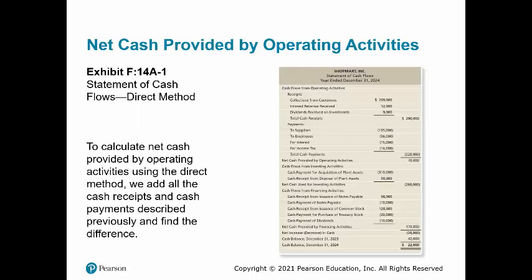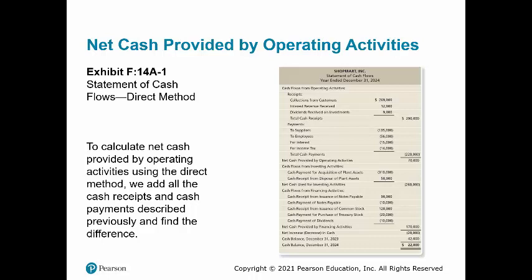This slide shows the completed net cash provided by operating activities using the direct method. To calculate net cash provided by operating activities, we would add all the cash receipts and cash payments described previously and find the difference. So for Shop Mart, the total cash receipts were $290,000 and total cash payments were $220,000. So net cash provided by operating activities is $70,000.